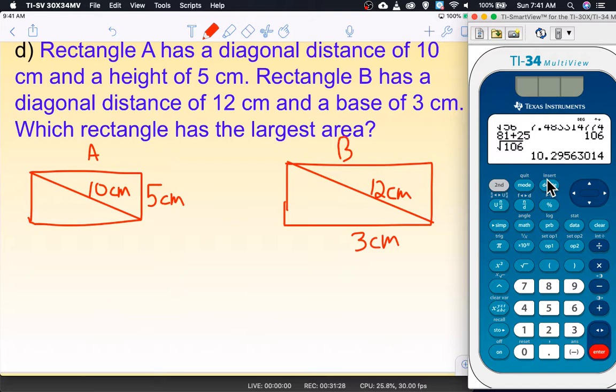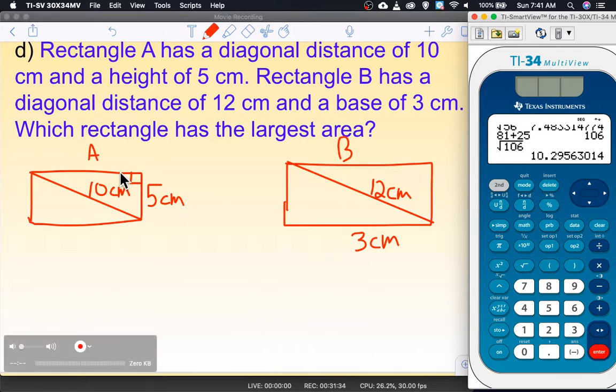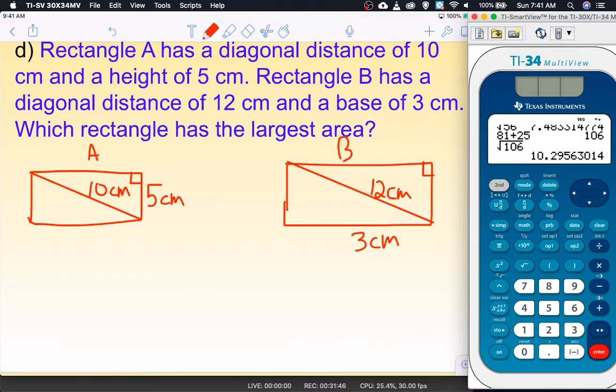Now, for everybody else, we do have right triangles because in a rectangle, each angle is 90 degrees. So that means that this is a 90-degree angle. This is a right angle, which makes this a right triangle. Same there. And technically down here and all of them.